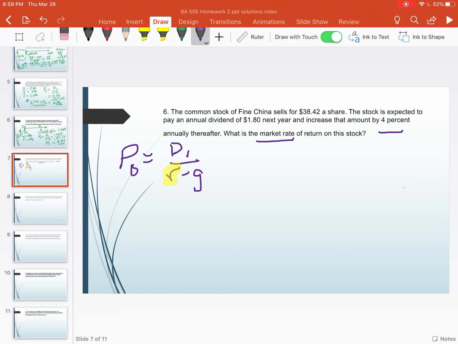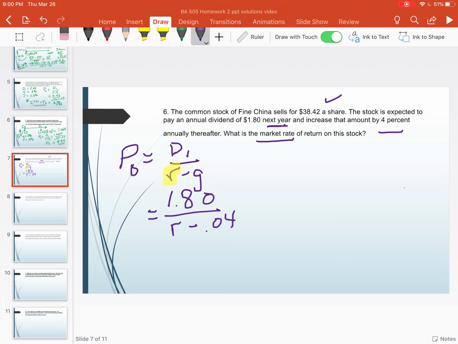So again, let's see what we have here. It currently sells for $38.42. The stock is expected to pay an annual dividend of $1.80 next year. So that's the next dividend, so $1.80 is D sub 1. In this case, we can just rewrite this problem as $1.80 over R minus G. And so our growth rate is 0.04 or 4%.